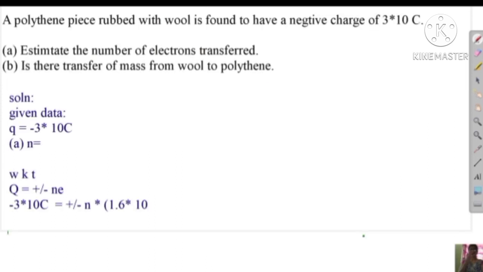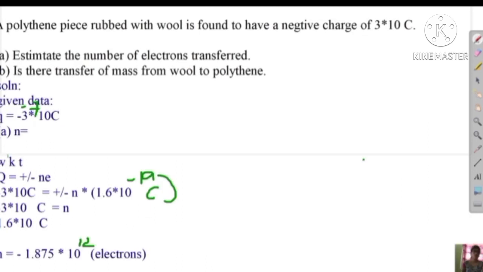So based on this, let us solve one problem. Here you have a problem. A polythene piece rubbed with wool is found to have a negative charge of 3 into 10 to the power of minus 7 coulomb. Estimate the number of electrons transferred. Is there any transfer of mass from wool to polythene?